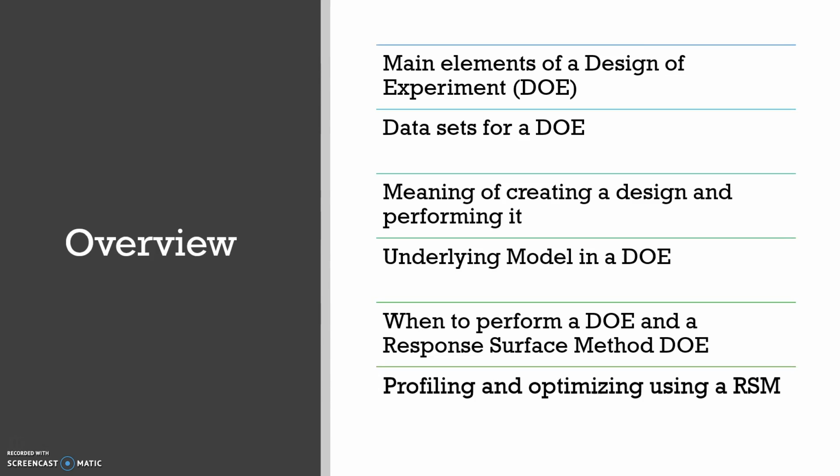And here's an overview of our project. First, we're going to start with the main elements of a design of experiment, datasets for a design of experiment, the meaning of creating and designing and performing it, underlying models in a design of experiment, when to perform a design of experiment, and a response surface method for a design experiment, profiling and optimizing using the RSM, which stands for response surface method.